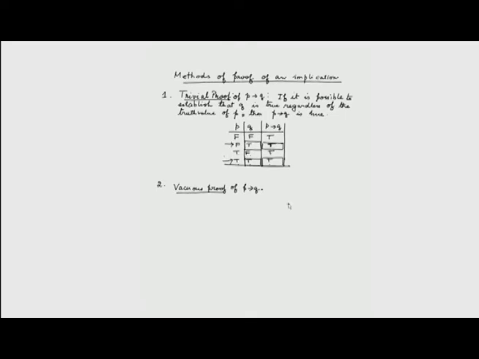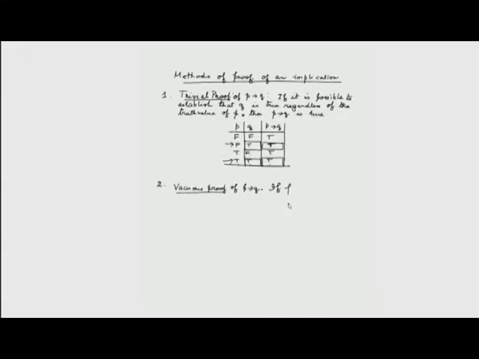So, here if P is shown to be false regardless of the truth value of Q, then also P implying Q is true. If P is shown to be false regardless of the truth value of Q, then P implies Q is true.